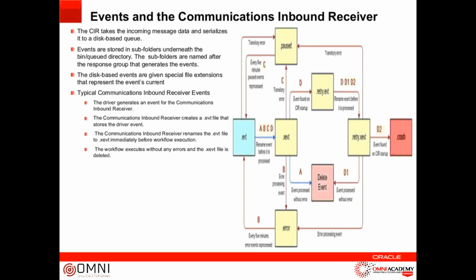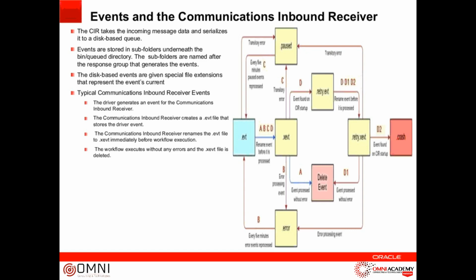Events are stored in folders underneath the queue directory. The folders are named after the response group that generates the event. Events are in the UTF-8 character set, which translates 16-bit Unicode characters to 8-bit characters. Each event always has a file name prefix of CIR.